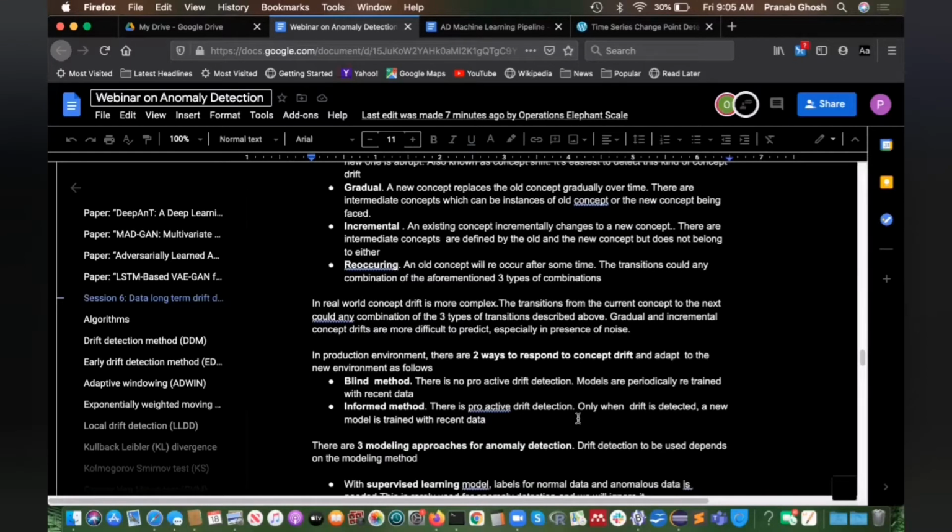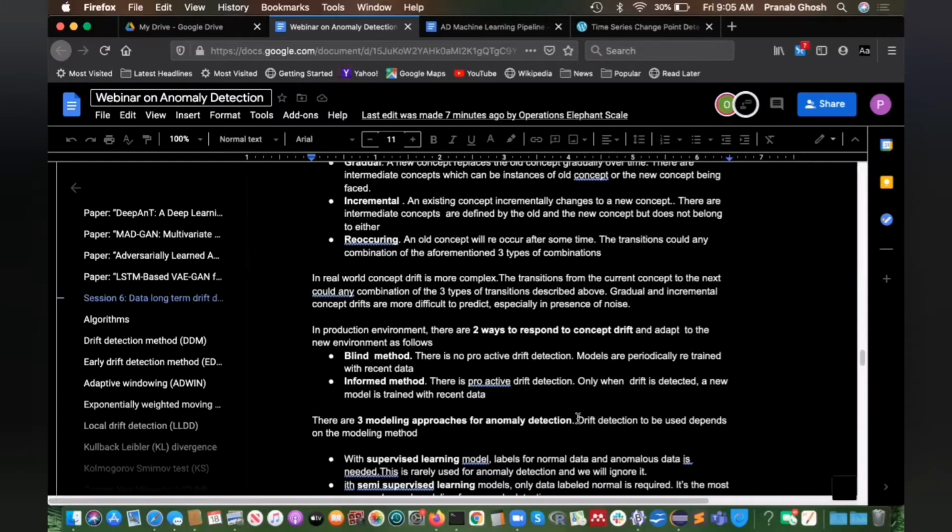Incremental is going from the old to the new. It will go through some intermediate concepts or distributions, which are halfway between the old and the new. The other is recurring, which is a special case where there may be drift, and there may be drift again, which will bring you back to the old concept or the old distribution. So it alternates between two different distributions. That can also happen.